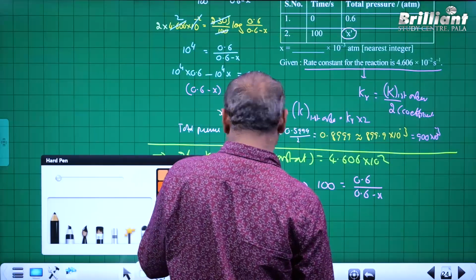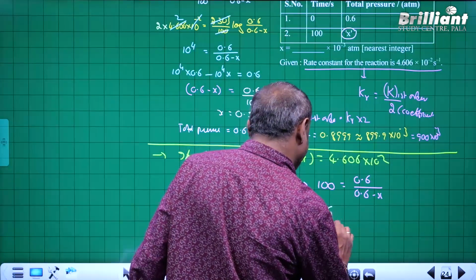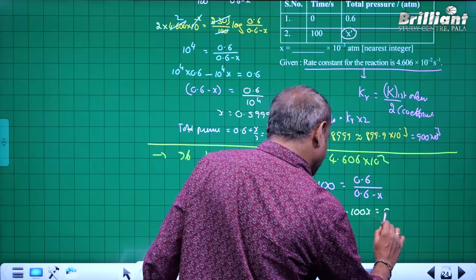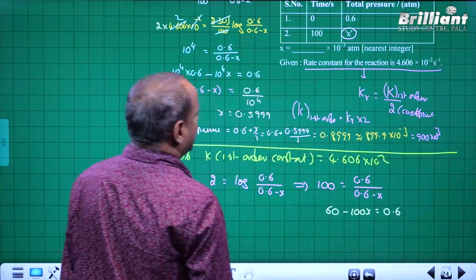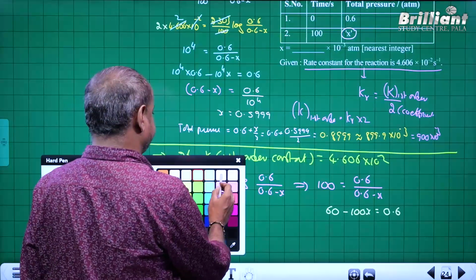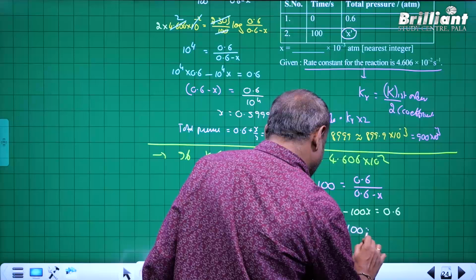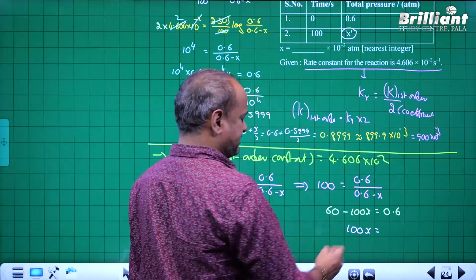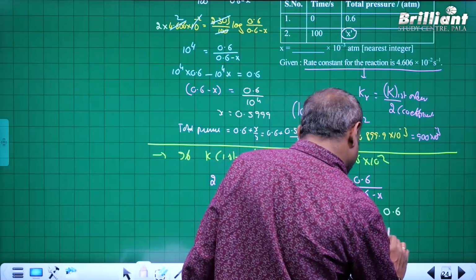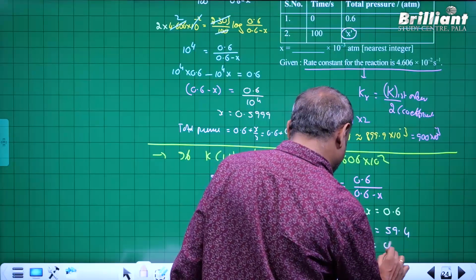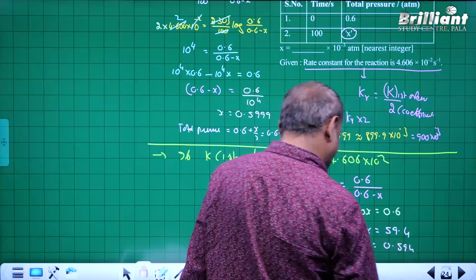So solve here on a simple one only. 0.6 minus 100x is equal to 0.6. 100x is equal to 60 minus 0.6, that means 59.4. X is equal to 0.594.